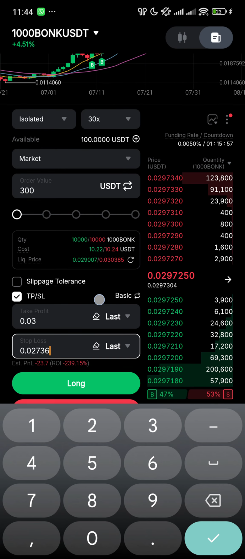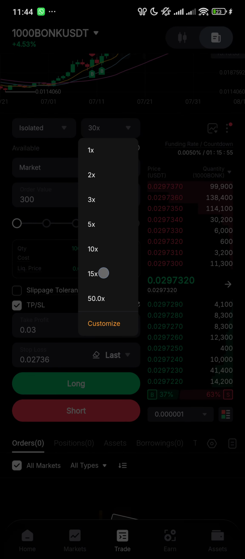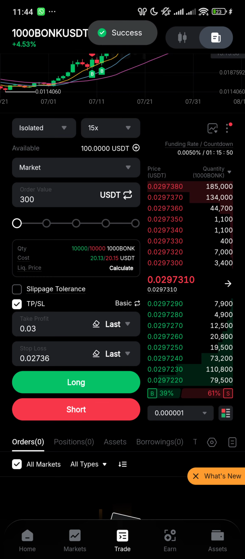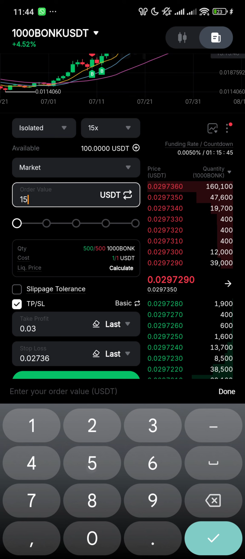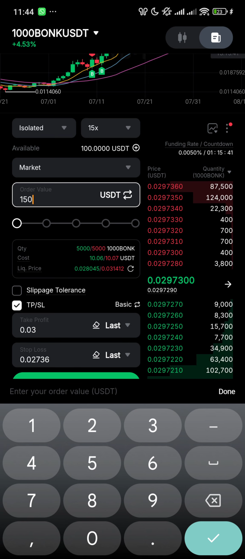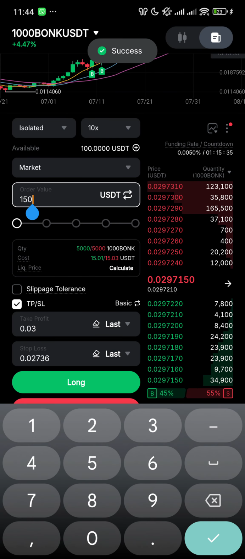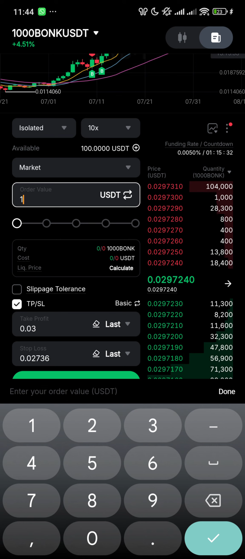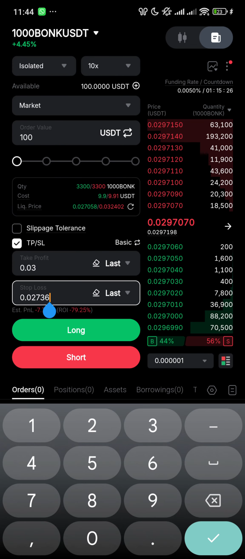So what I want to do is reduce this leverage to, let's say, 15. So 10 times 15, that's 150, right? So let's calculate again. You can see it has reduced to 2.8. So let's reduce this again to 10. So 10 times 10 will be 100, right? Let's calculate this again. So 270 liquidation price.